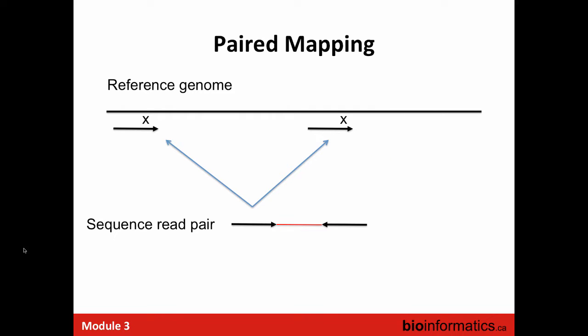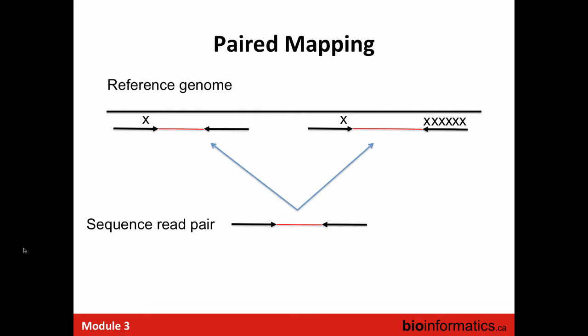If we map the first half of the pair, there might be two equivalent mapping locations. So let's say it maps to these two positions with one mismatch each, but now we wouldn't be able to say which of these is the true mapping location. They're the exact same, and there's no information to resolve the mapping. But if we sequence the read pair, and we then map the second half of the read, because we have this constraint that the second half of the read needs to map about 300 bases away, we get a much more reliable alignment.